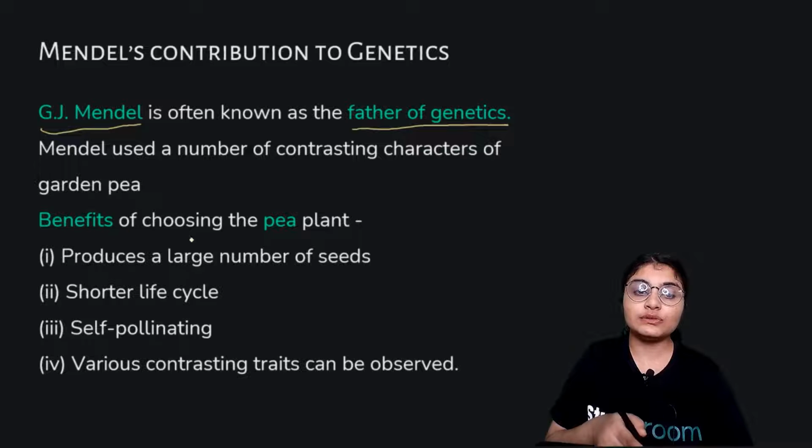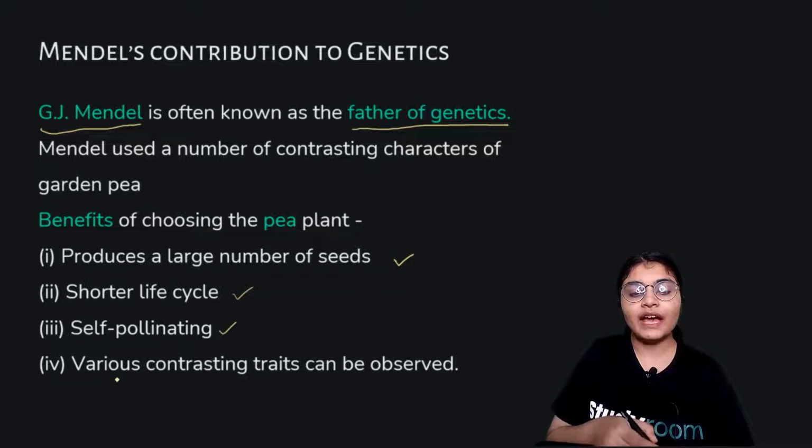And why did he choose the garden pea plant? He chose it because it produces a large number of seeds. A lot of seeds are produced in garden pea plants. It has a very short life cycle. It is self-pollinating, and various contrasting traits can be observed in the garden pea plant. So these were the advantages.